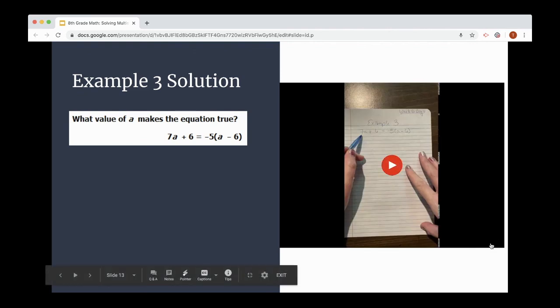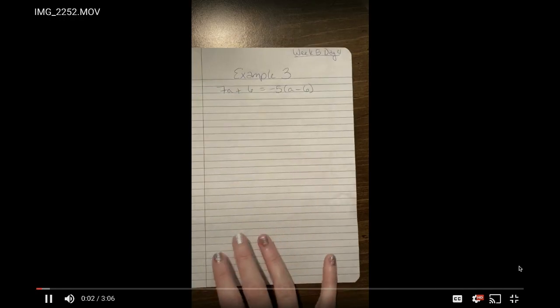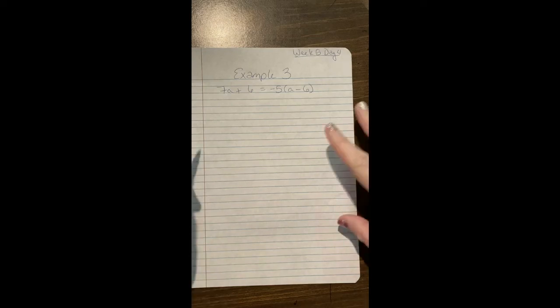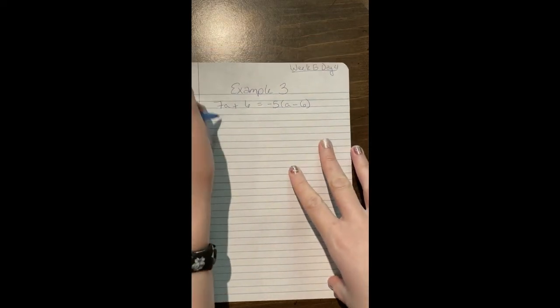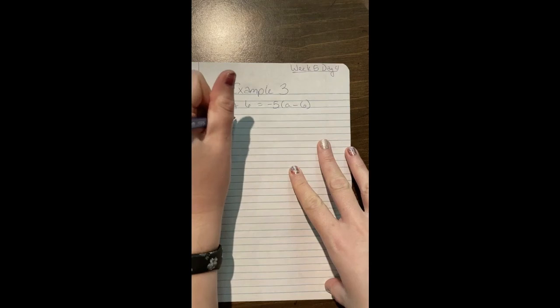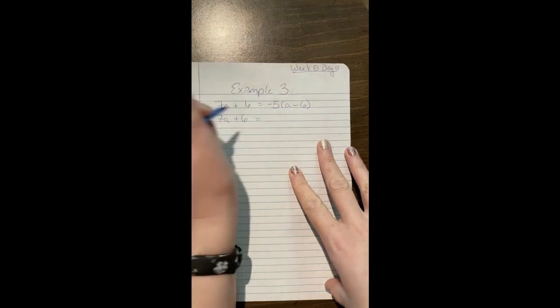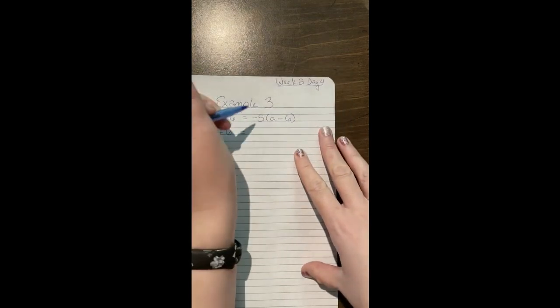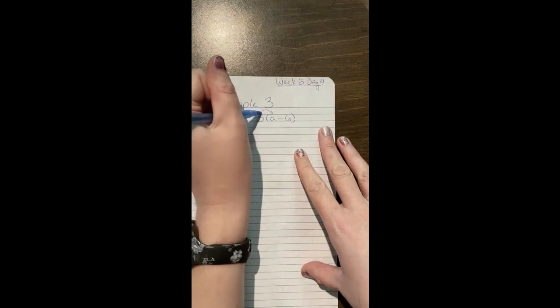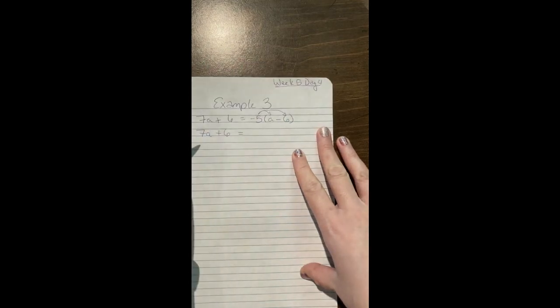And here is our solution for example 3. All right, here we have our last example for today. So let's go over the solution. So first step, always to look for the distributive property. On my left side, I do not have the distributive property, so I'm just going to bring that down, 7a plus 6. On the right side, I do have the distributive property. So this negative 5 is going to be distributed across those two terms.